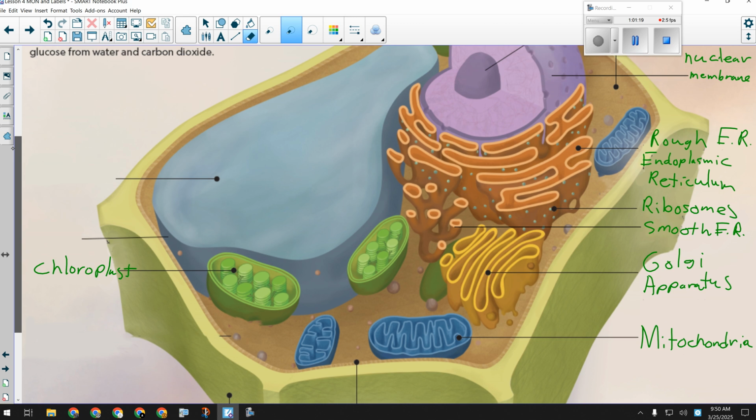Okay, the big blue thing right here. This is the water vacuole. And that water vacuole works with the cell wall to hold the shape of the cell and keep the plant so that its leaves are upright and carrying out photosynthesis.